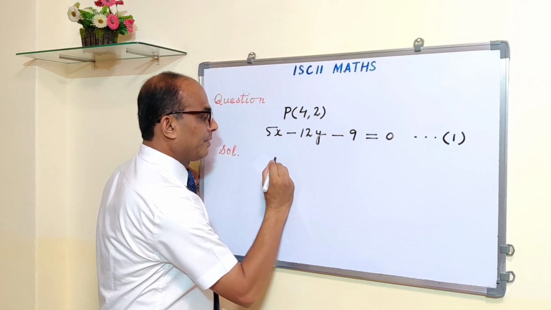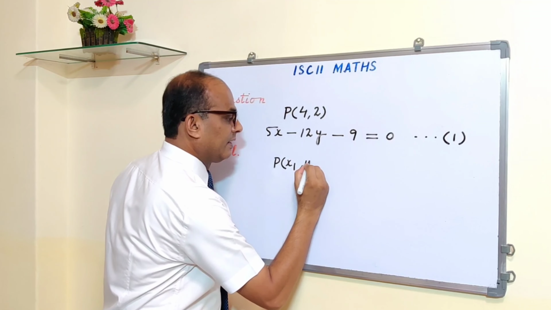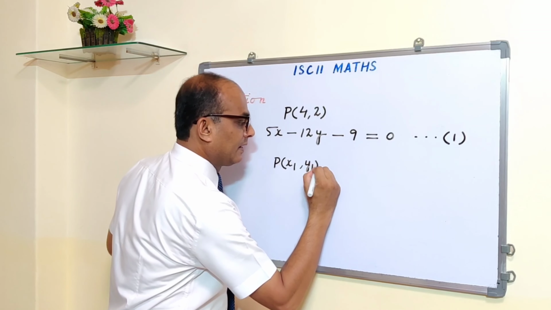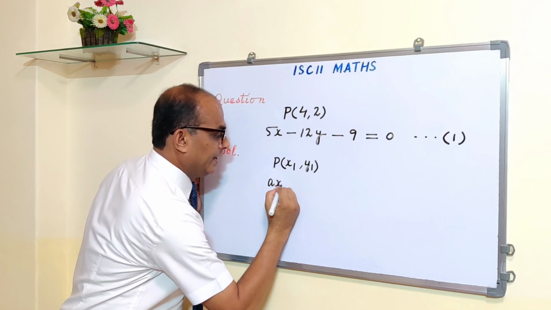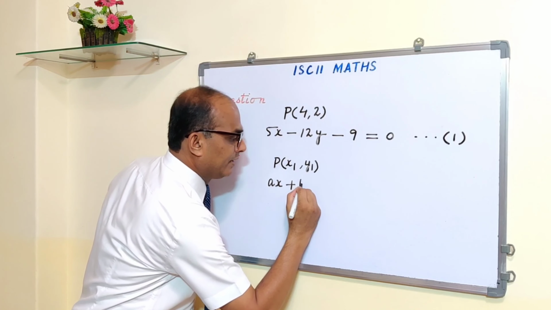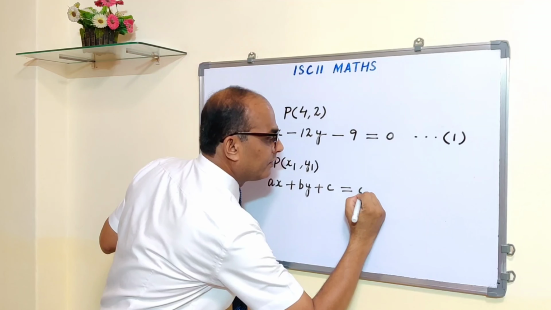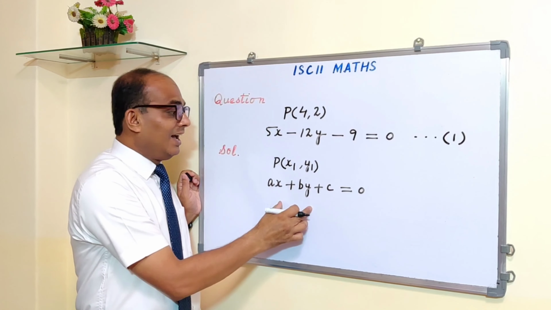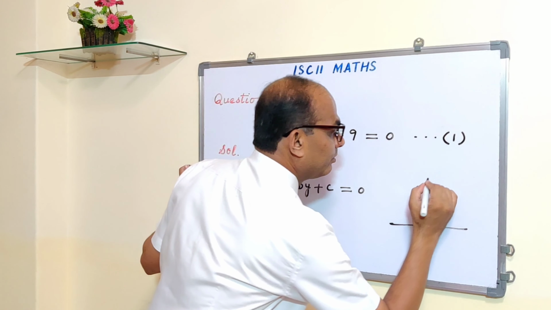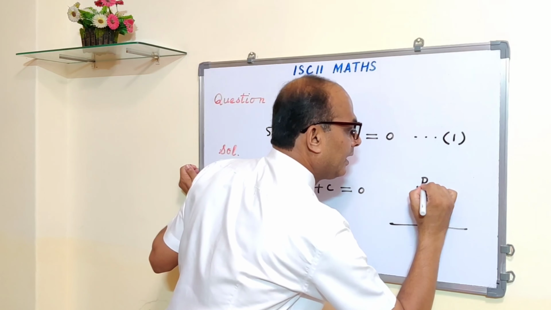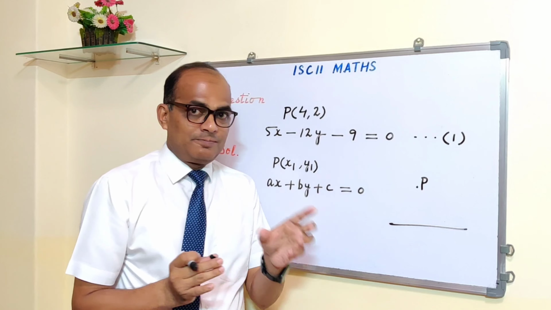If there is a point P and coordinates are x1, y1, and the line is ax plus by plus c is equal to 0. If this is the line and this is the point, for example, the line is this and the point is somewhere here. Suppose this is the point P. We have to find out the distance.